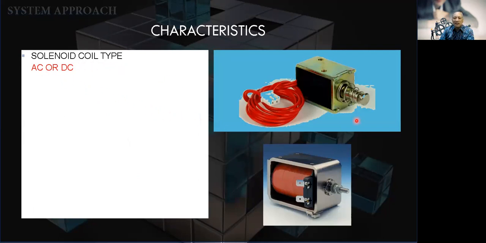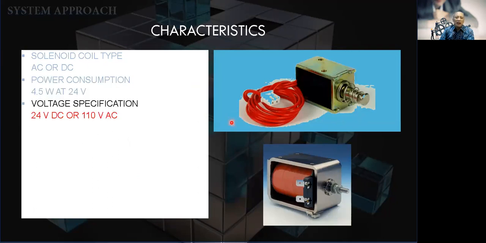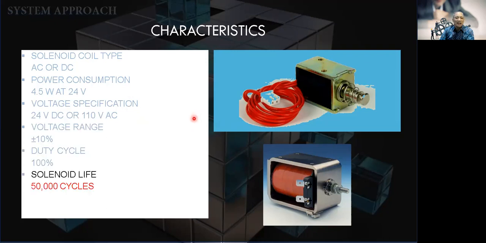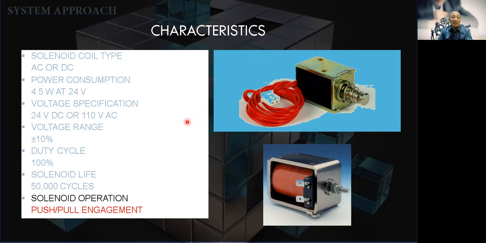Solenoid coil type: you can check the AC or DC type, the power consumption, how many watts, how many volts, and then the voltage specification. Is it 24 DC or AC? And then what is the voltage range that it can handle, duty cycle 100%. And then what about the solenoid life cycles? Here it is 50,000 cycles, so after doing it 50,000 times, probably it should be replaced. And what is the operation, push-pull engagement, and so on. So you can discuss it more and more.